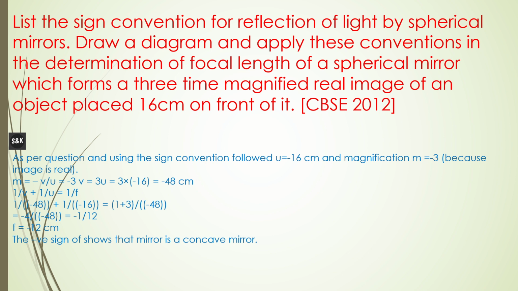Next, by applying the mirror formula, we get that the focal length is minus 12 centimeter. The negative sign shows that the mirror is a concave mirror.